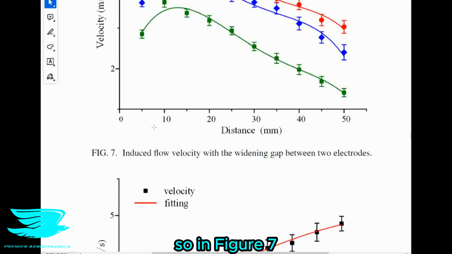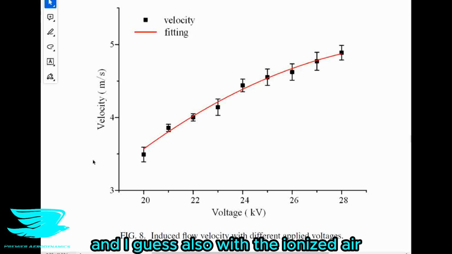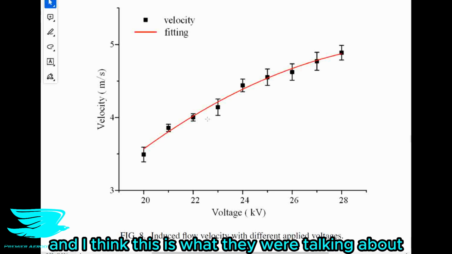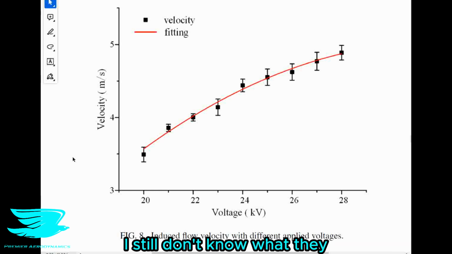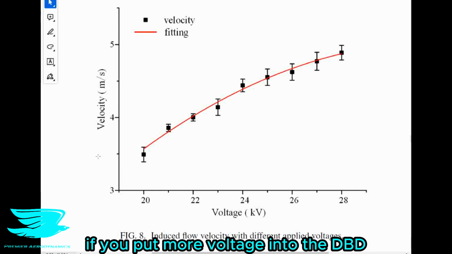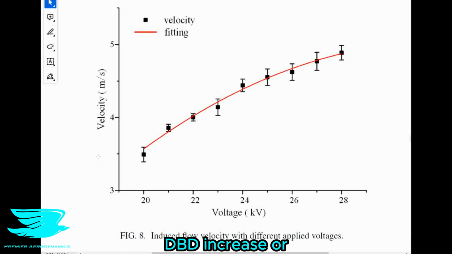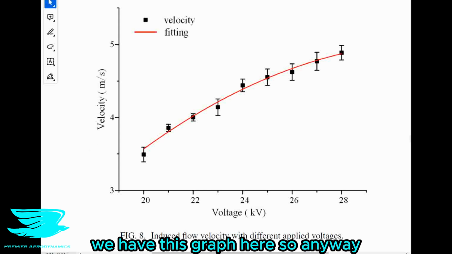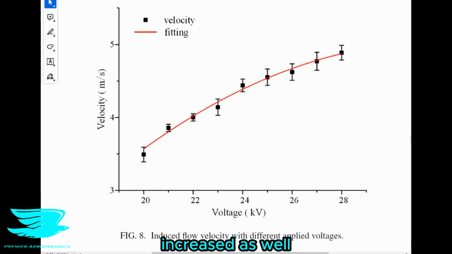So in figure 7, we see the induced velocity of the surrounding air, and I guess also the ionized air, so a mixture here. And I think this is what they were talking about using that glass pressure probe to measure the velocity, which I still don't know what they used. Anyway, it shows how this velocity changed with changing voltage. So in other words, if you put more voltage into the DBD, will the velocity of the air around this DBD increase or not? Who knows? We know now. We have this graph here. So anyway, as the voltage increased, the velocity of the surrounding air increased as well.